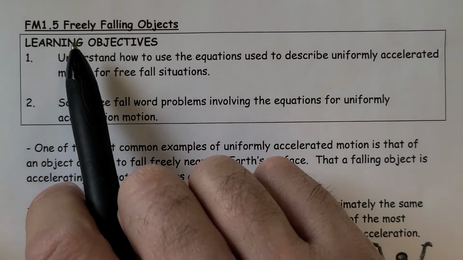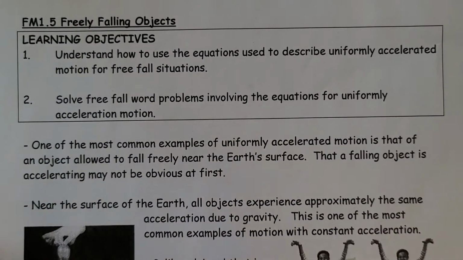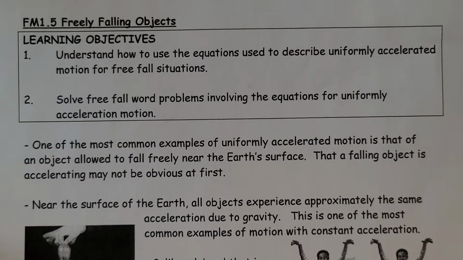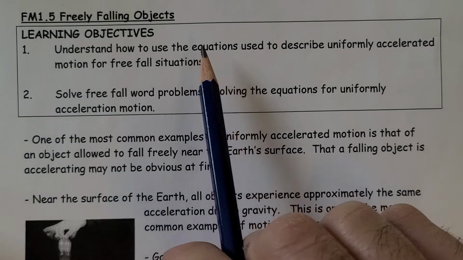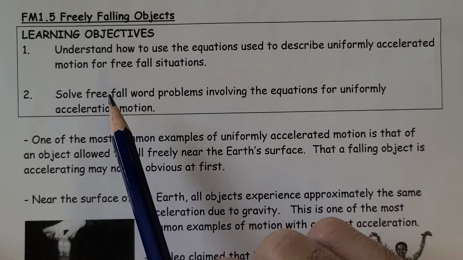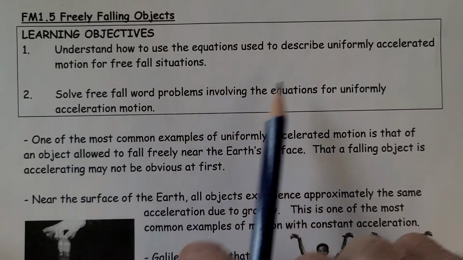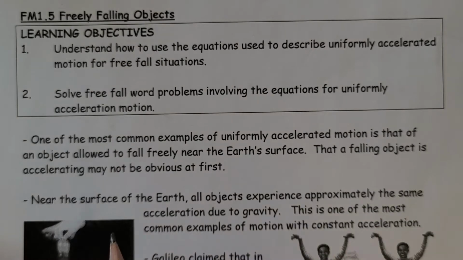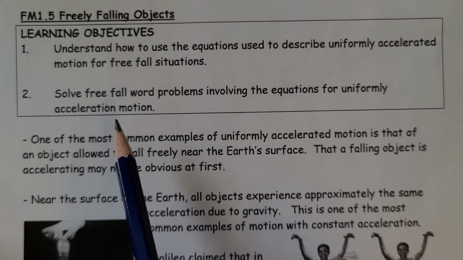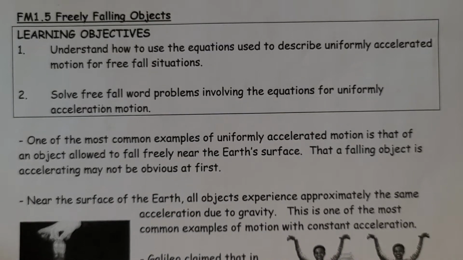And we're free falling. Looking back, Physics 30, we're looking at FM1.5, freely falling objects. So kind of twisting things 90 degrees, looking at dropping things, to understand how the equations that we discussed in FM 1.3/1.4 can be used to discuss uniformly accelerated motion for free fall situations, so under the influence of gravity. And then solve free fall word problems involving the equations for uniformly accelerated motion.